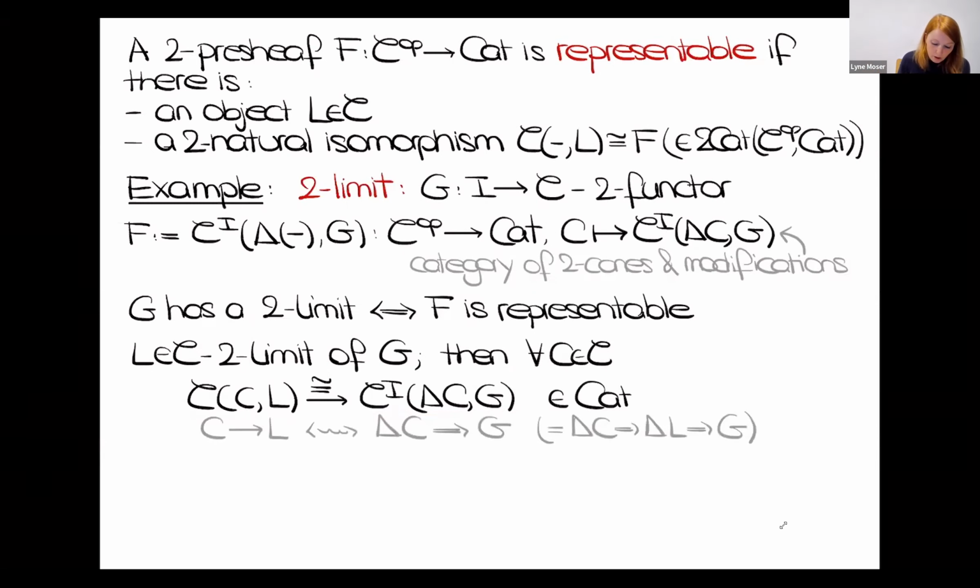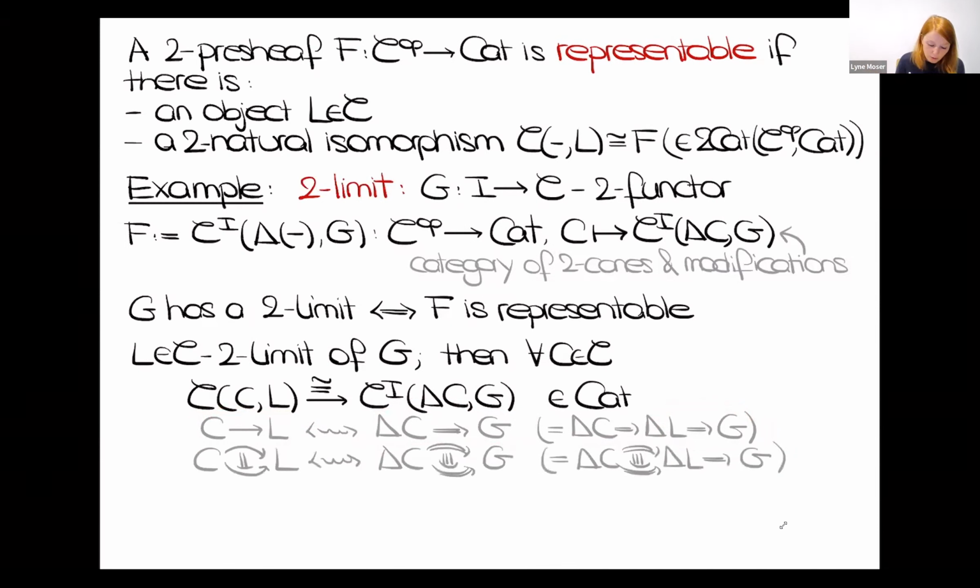So for example, on objects, the morphisms from C to L correspond to cones with summit C of a G. And so every such cone can be written uniquely as a morphism from C to L followed by the limit cone. But then you also have the second universal property of the limit, which tells you that the 2-cells correspond to morphisms between cones. And so all these morphisms between cones can be written as a unique 2-cell followed by the limit cone again.